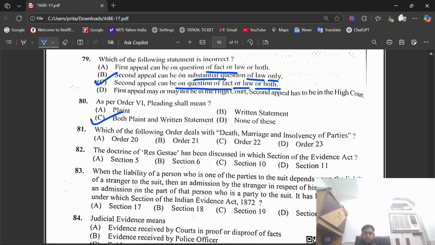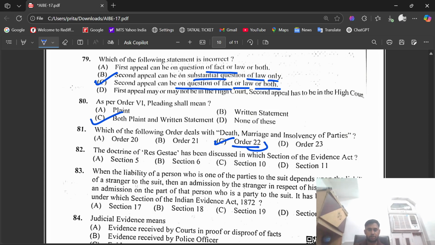Next question is question number 81. Which of the following orders deals with death, marriage, and insolvency of parties? The right option is option C, that is Order 22. Order 22 deals with death, marriage, and insolvency of parties.